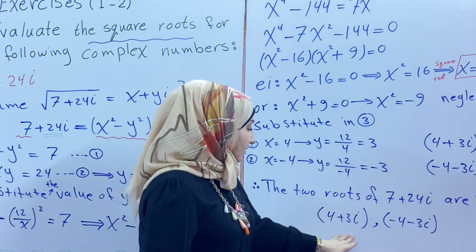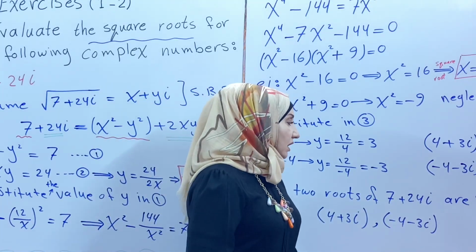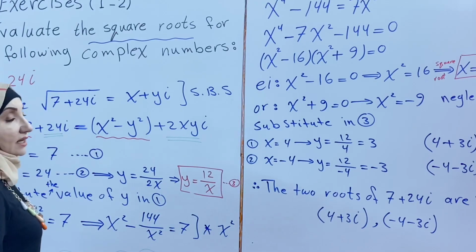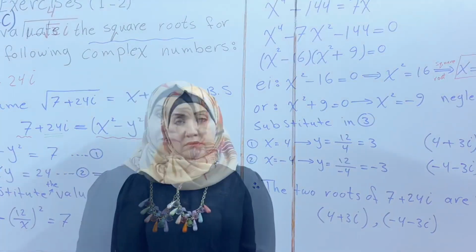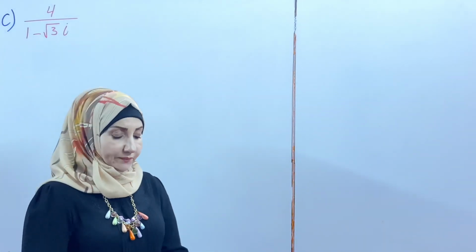This is the two roots for the complex number 7 plus 24i. This is the solving for section B. And now we will solve section C from question 3.